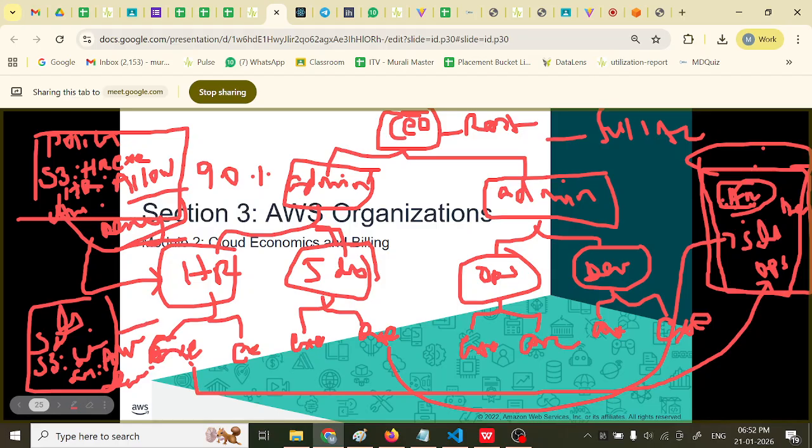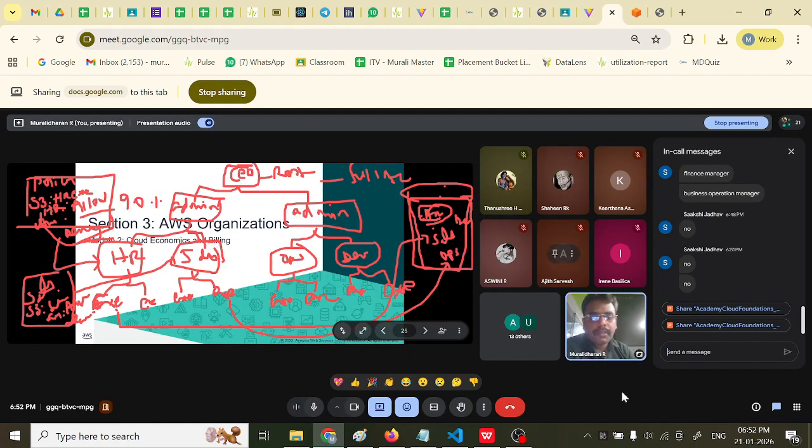Now this policy we attach to the sales. Now what will happen? The sales people can access only the sales folder, not any other folder. Now this is called what? AWS Organizations. Are you getting this? Can you understand the structure, or do you want me to repeat it?